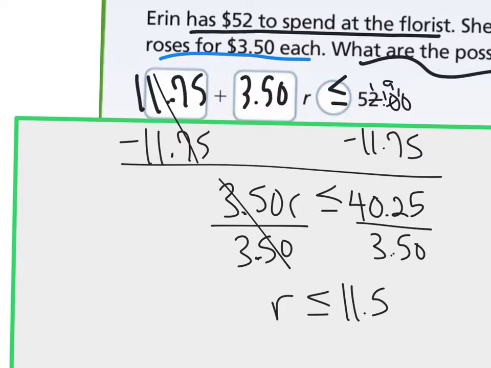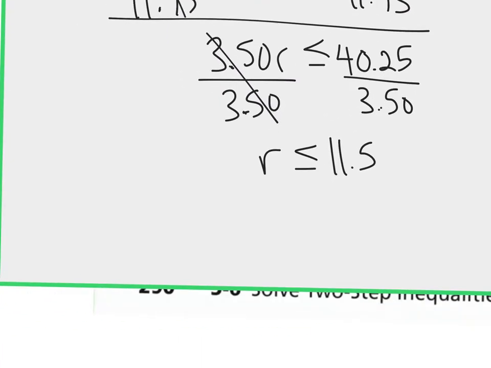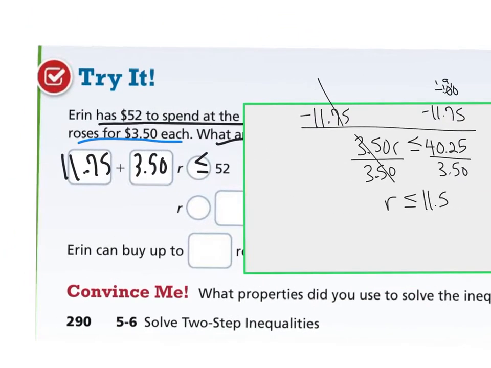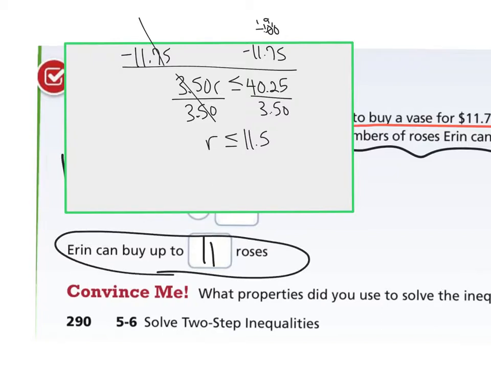So the number of roses Erin could buy has to be less than or equal to 11.5. So if we go back to what they said in your book here, it says Erin can buy up to 11 roses. And that would really answer the question. I mean, if you wanted to give every single answer, we could say she could buy 0, 1, 2, 3, 4, 5, 6, 7, 8, 9, 10, or 11. And that would cover it. But up to 11 roses probably is sufficient.